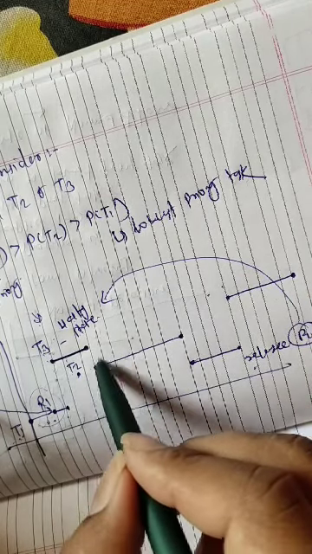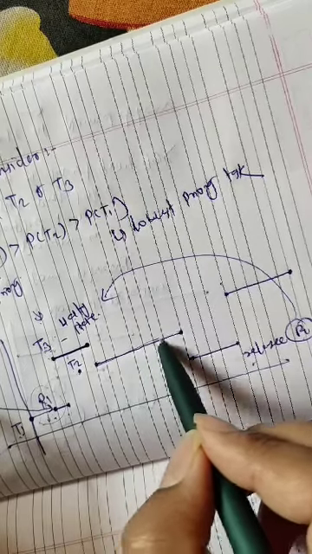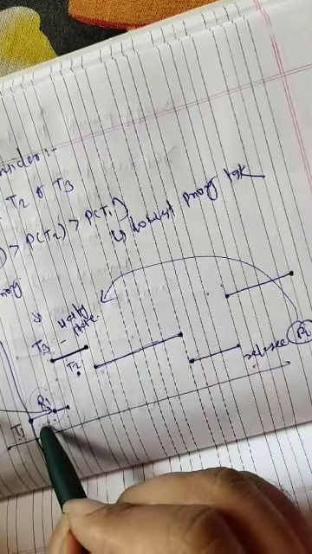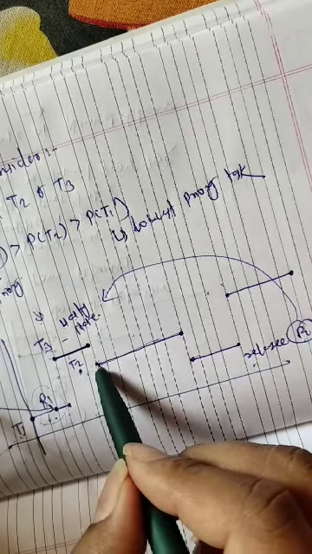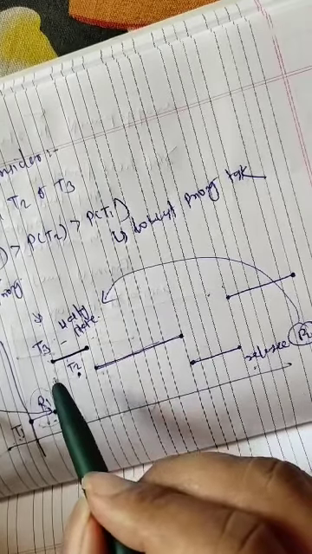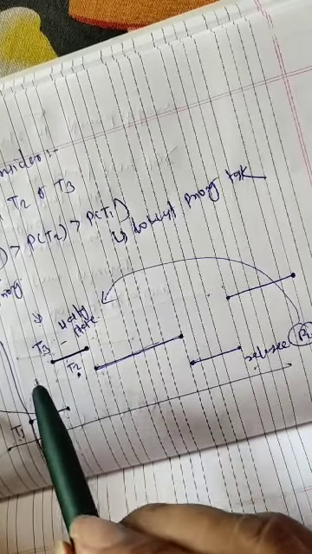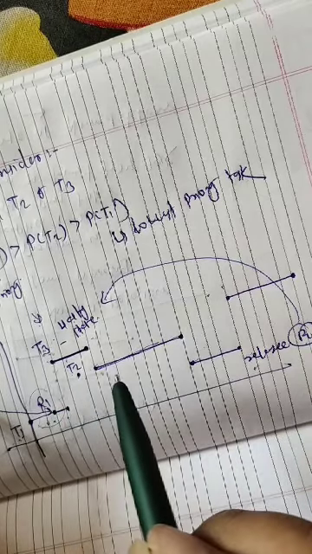Therefore, in between, T2 gets the chance to execute, because T2 has higher priority than T1. Therefore T2 definitely starts its execution when T3 is in the blocked state. This type of situation, this type of case, is called priority inversion.